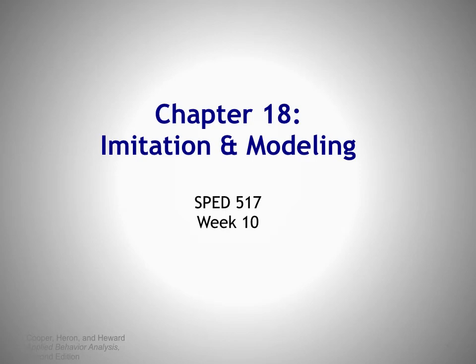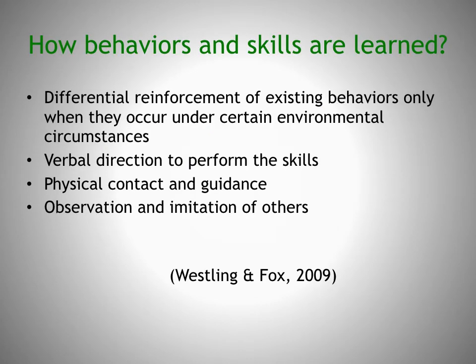Today we will talk about imitation and modeling. According to David Wessling and Lisa Fox in their book Teaching Students with Severe Disability, 2009, young people and people with disability can learn new skills through these 4 ways: differential reinforcement, verbal direction, physical contact or guidance, and observation and imitation of others. So today we will talk about imitation, which is one of the 4 ways that a teacher can use to teach new behaviors to their students.